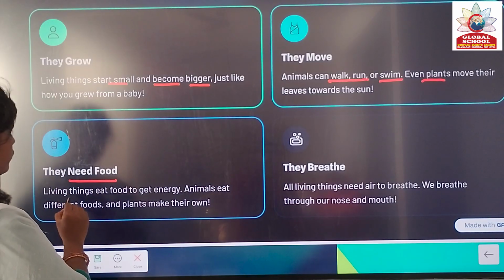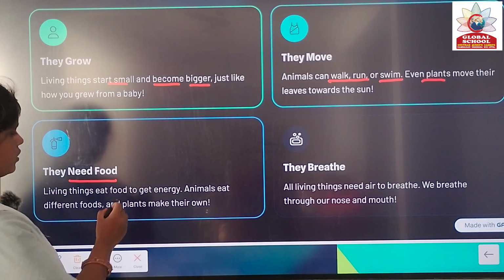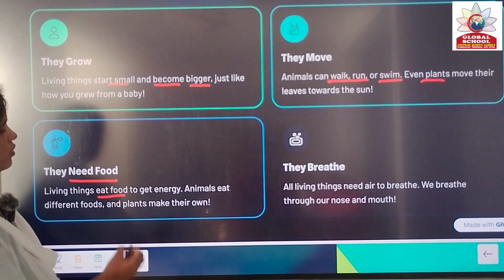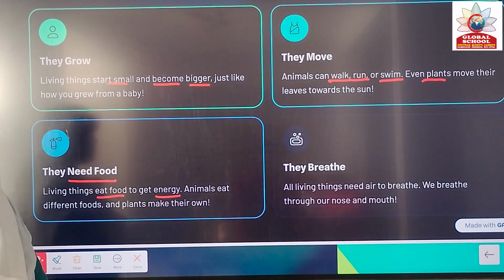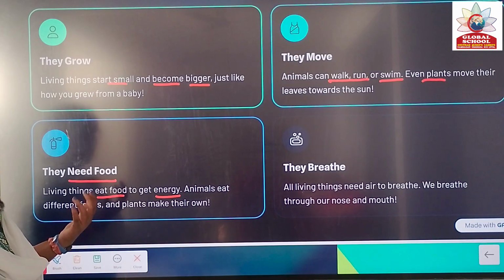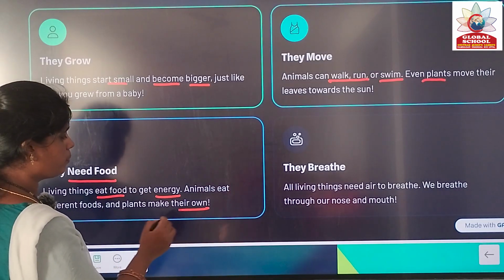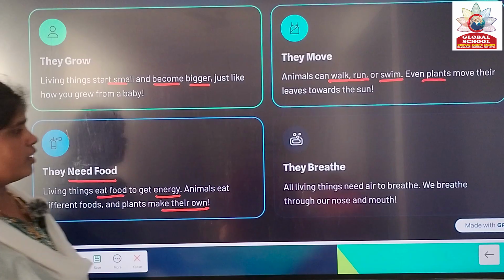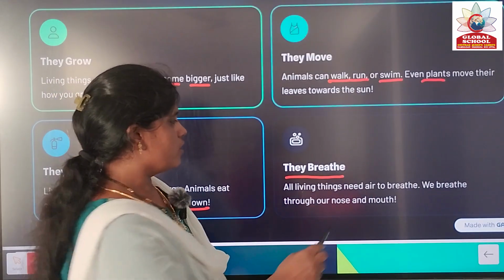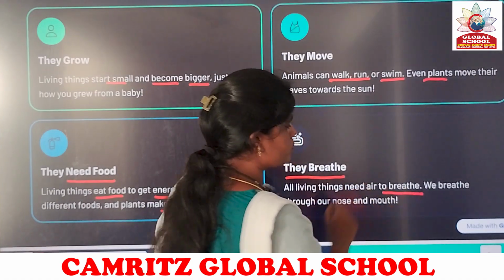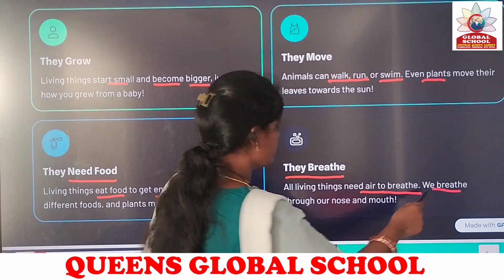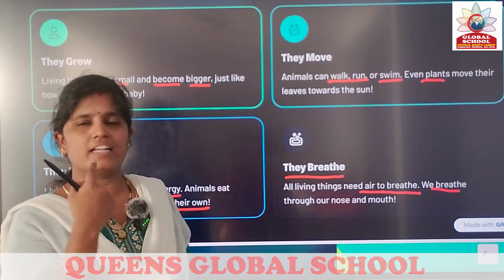Next, they need food. Without food we cannot survive. Where will we get it? From the plants we get food. If we eat food, only then will we get energy. Animals also eat different kinds of food, and plants make their own food. Now coming to breathing. All living things can breathe. All living things need air to breathe. How do we breathe? We breathe through our nose and mouth.